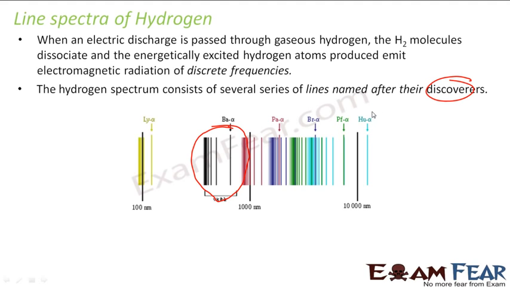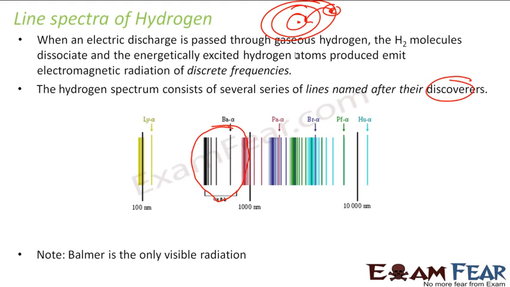We'll study all this, but the way to do it is you just take hydrogen gas and pass electricity through it, and then the electrons get excited. Once they are excited, when they want to come down to their natural, low energy state, they emit a spectrum of photons. Please note once again that Balmer is the only visible radiation, and that makes sense. Since Balmer is the only visible radiation, that was the first to be found.